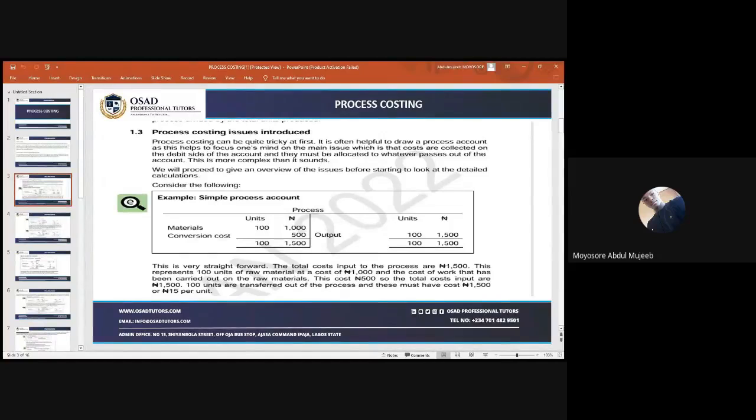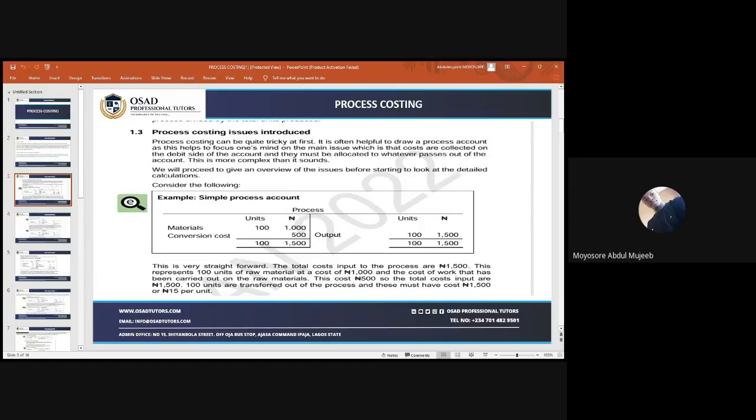This is very straightforward. The total cost inputs to the process are 1,500. This represents 100 units of raw material at 1,000, and the cost of work that has been carried out on raw material, this costs 500. So the total cost inputs are 1,500. 100 units have transferred out of the process, and this must have cost 1,500 naira.